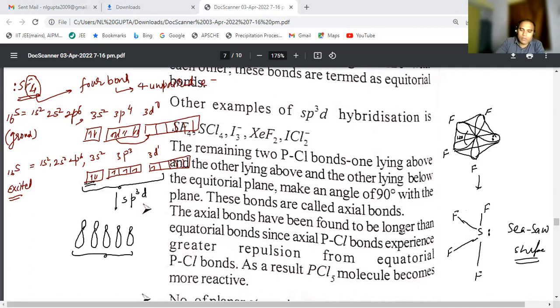So this is all about our answer for this one. We can read out the other points. PCl5 is quite easy. Then we are going to SF6. Let me take a picture of this one.